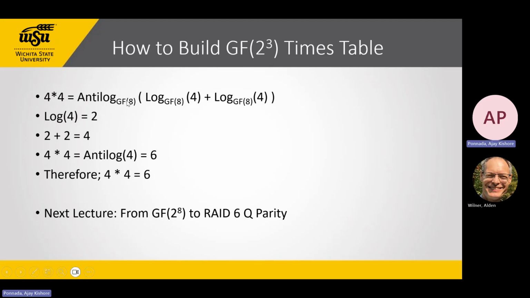Now 4 times 4 is the antilog of log 4 plus log 4, right? It's the formula we discussed. Log 4 is 2 from the table. 2 plus 2 is 4. 4 times 4 is the antilog of 4, which is 6, again from the table. So therefore 4 times 4 is 6, using this Galois field table. Next lecture, from 2 power 8 to RAID 6 cube parity. We'll discuss this in the next lectures. And this is the last slide.